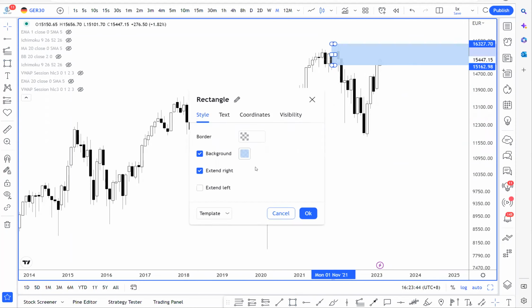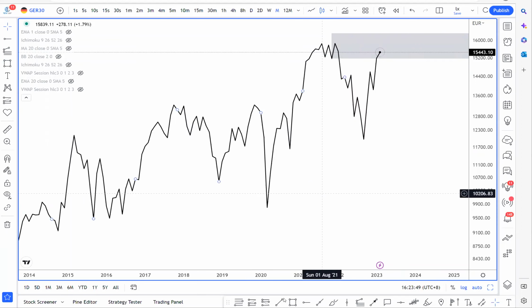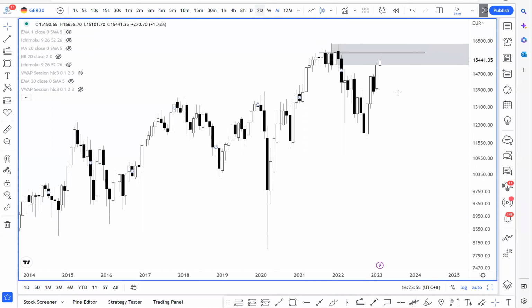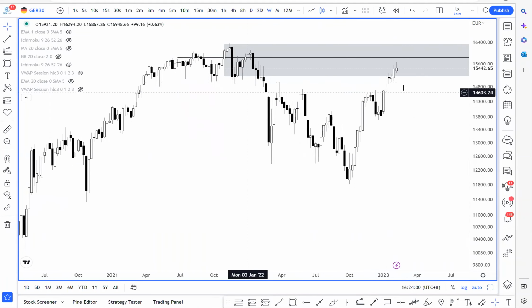Let me put this in a different color, right? So this resistance area, again, if I zoom in as well, you can see that there's this resistance area here. So right now, this is the picture on the monthly, right? Are we taking any trades off there? No, because it's going to take a while to play out, right?